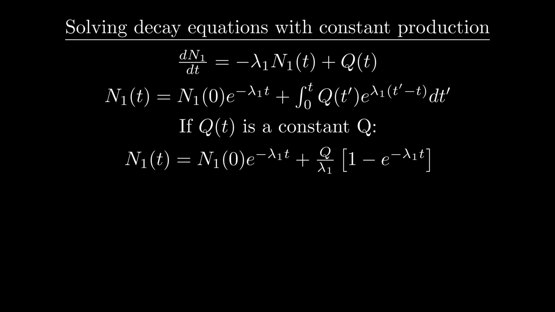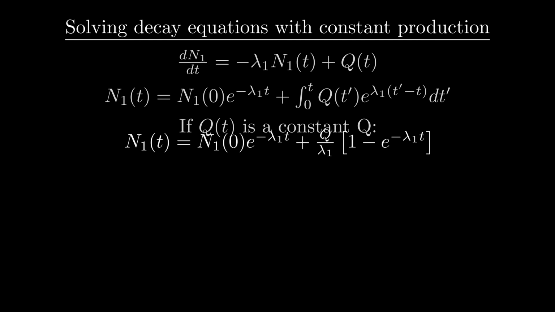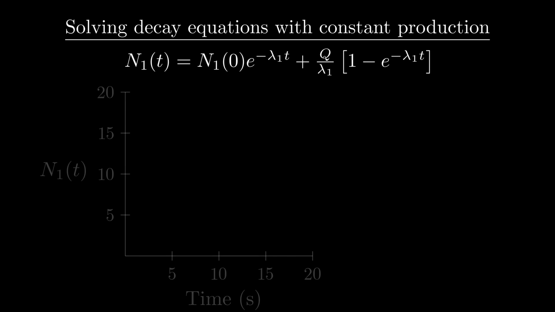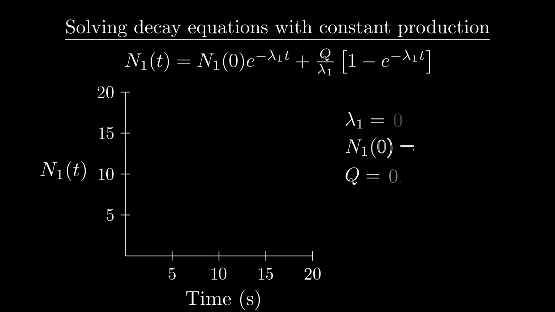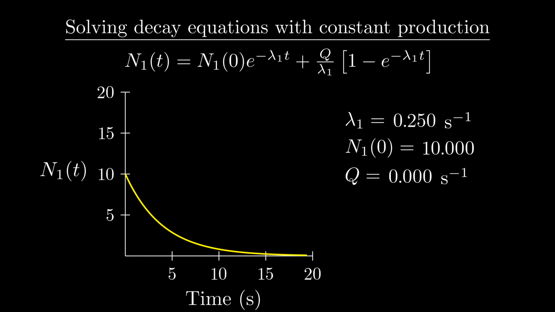Now just like the last example, we'll plot x1's population and mess around with some of the parameters to see how things shake out. Initially, we'll set q to 0, and you see that we get our familiar exponential decay curve. And adjusting lambda changes the rate of decay, just as expected, and adjusting n1 of 0 changes the initial population like it did before. But when we change q to be non-zero, we get some interesting behavior.